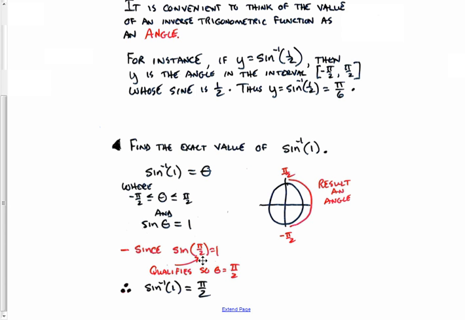So the sine of what angle is 1? Well, one angle we know is π/2. The sine of π/2 is 1, and since π/2 falls in this interval, between -π/2 and π/2, then that angle, that theta, that π/2, qualifies to be the correct theta. So our conclusion is the inverse sine of 1 is the angle π/2.